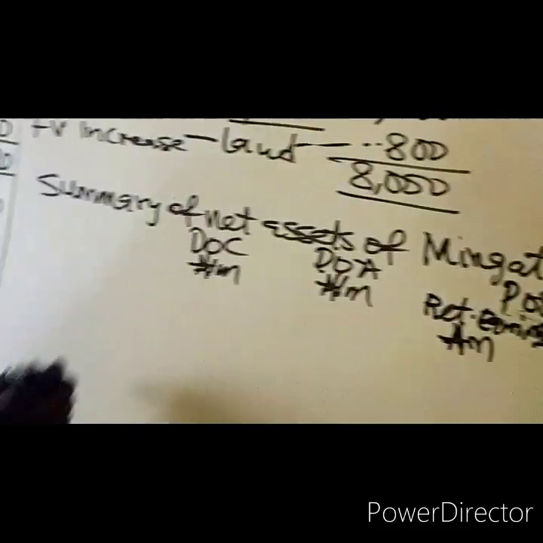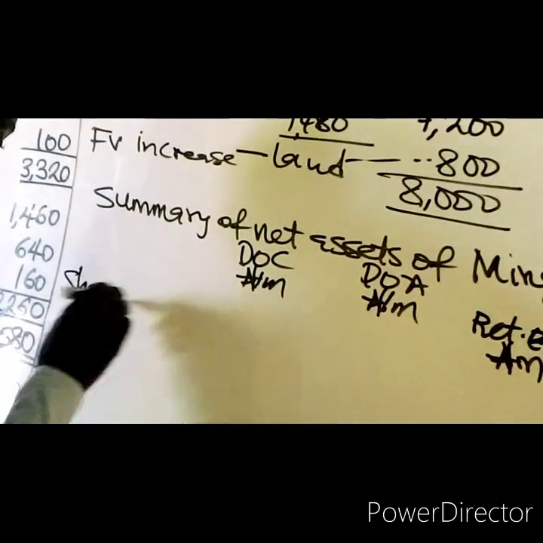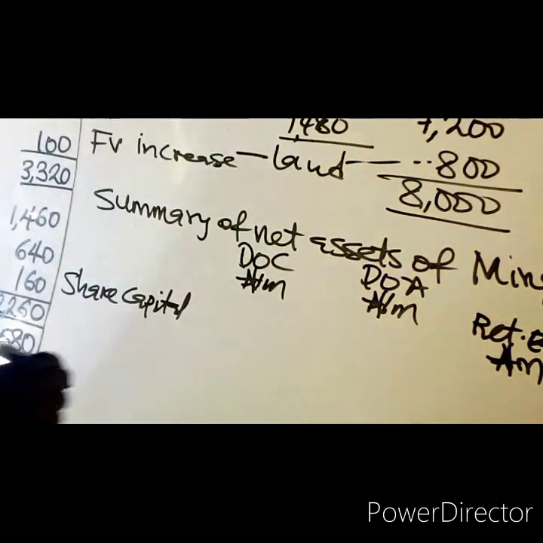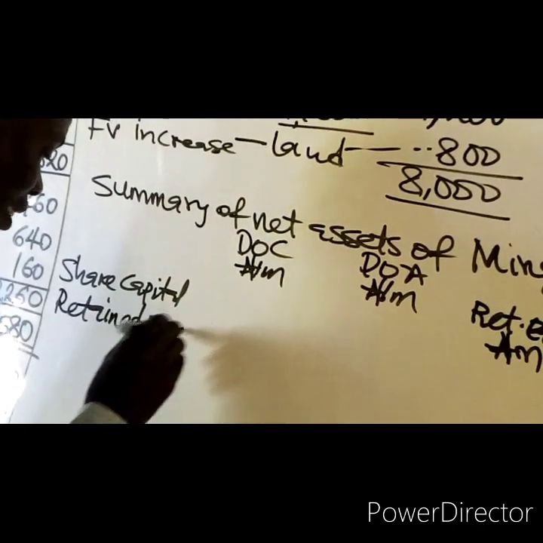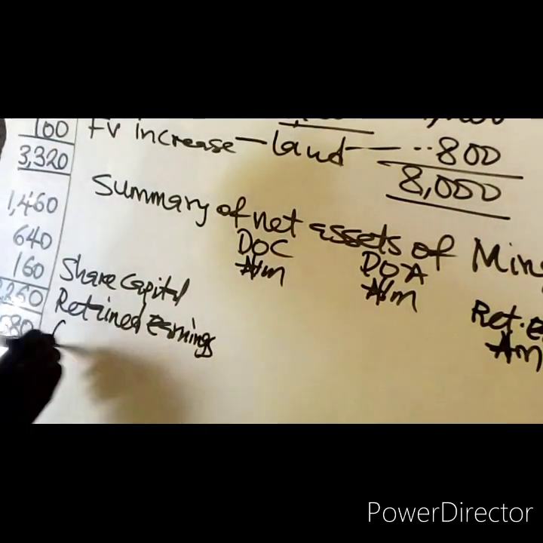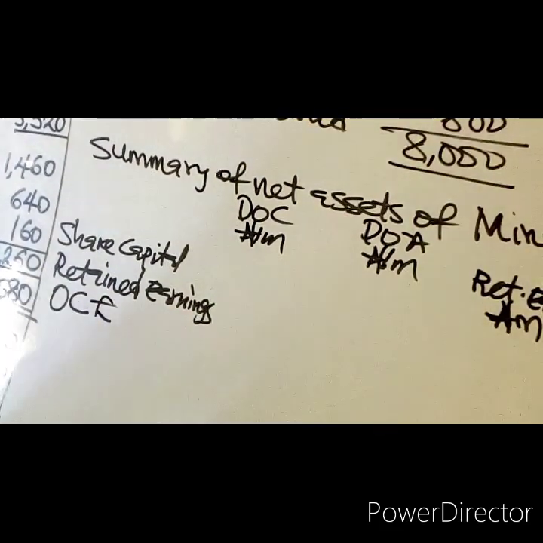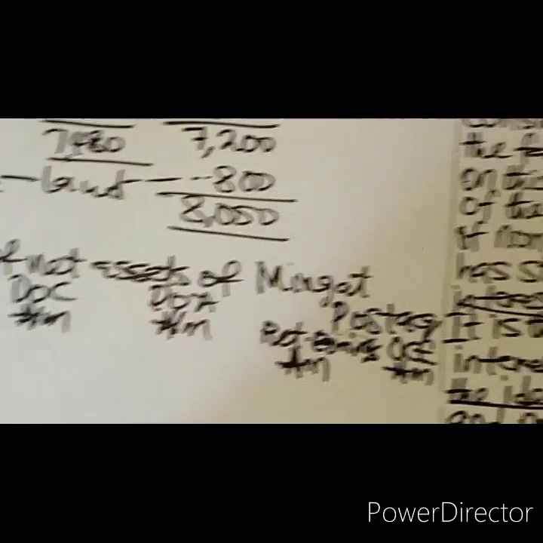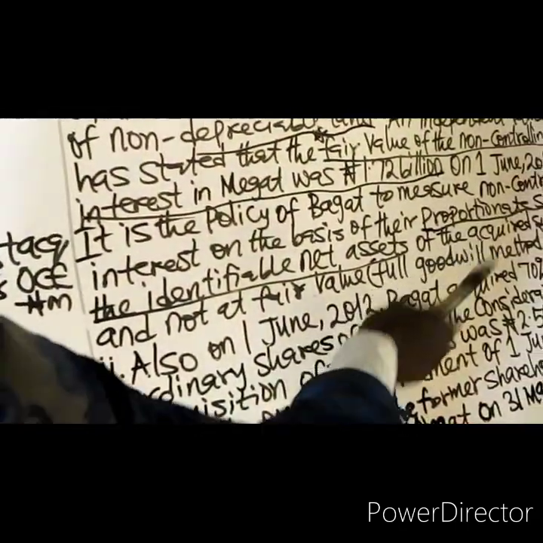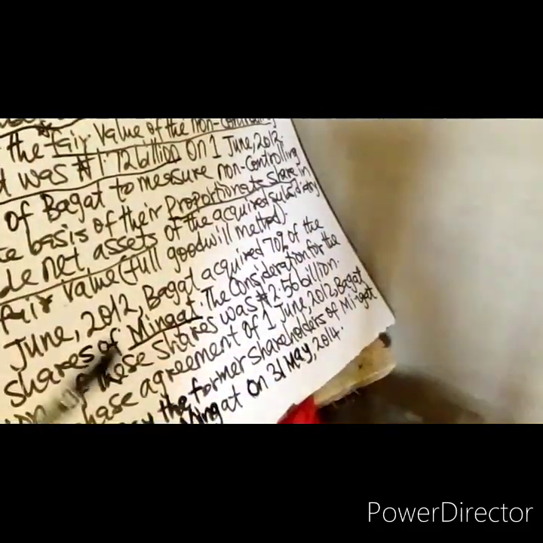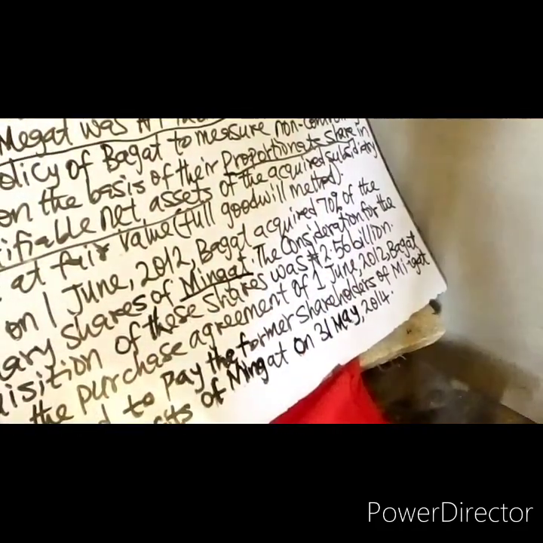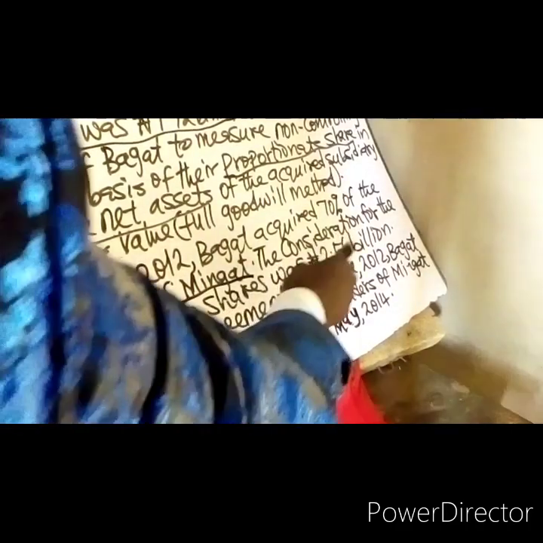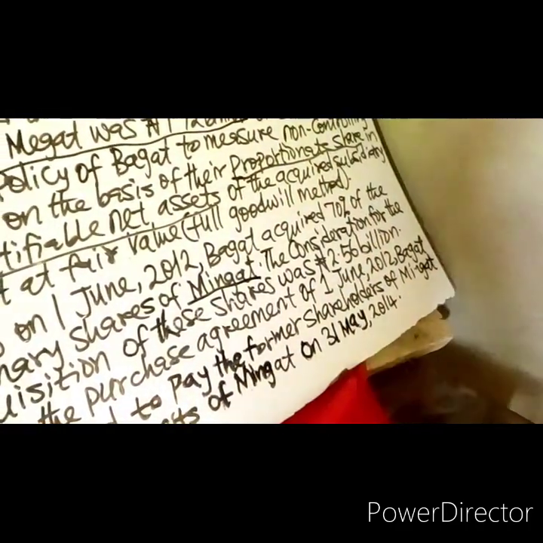So the net asset comprises share capital, then retained earnings, and other components of equity. Now, the one at the date of acquisition. Also, on 1st of June 2012, Bagat acquired 70% of the ordinary shares of Mingat. The consideration for the acquisition of these shares was 2.56 billion. That is the consideration transferred.